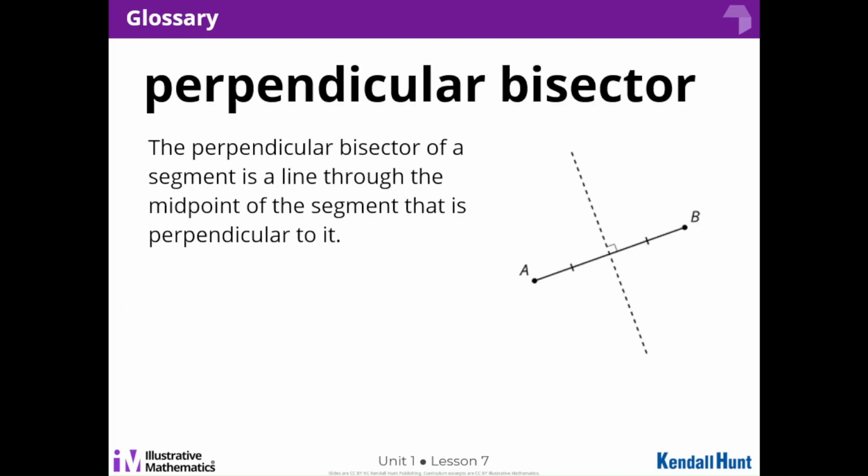Next, we have perpendicular bisector. This is going to be a line that cuts through a line segment exactly at the halfway point and does so at a 90-degree angle.